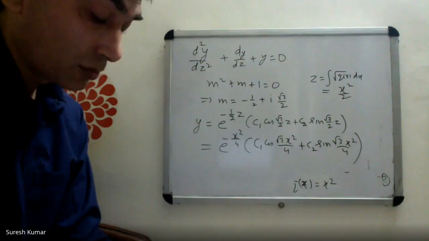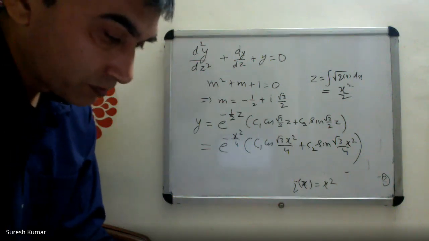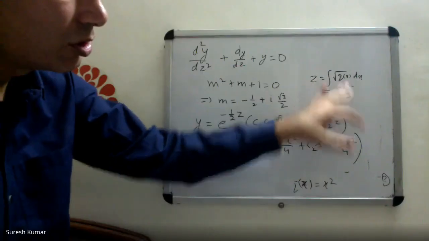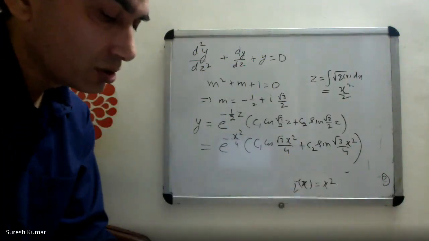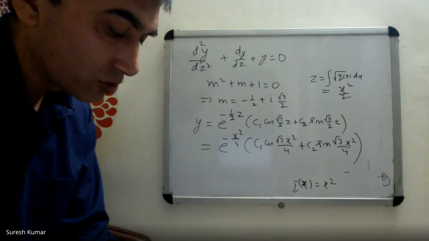Sir, so here we won't get any constant when we are integrating root Q(x) dx, so do we need to add a constant term here? No, a constant here will not make any difference. It's a transformation.